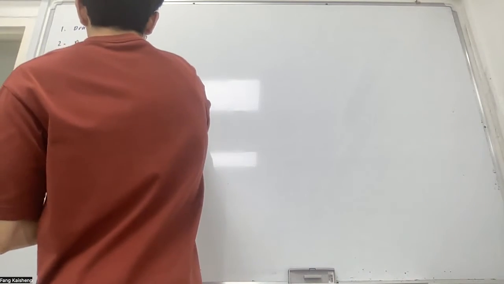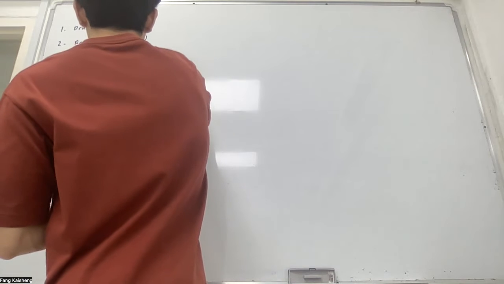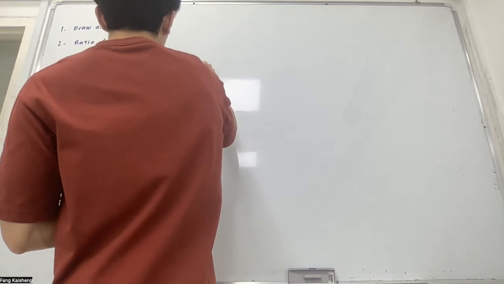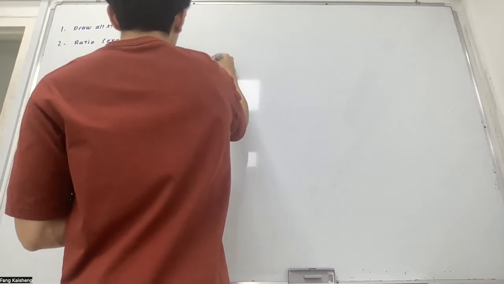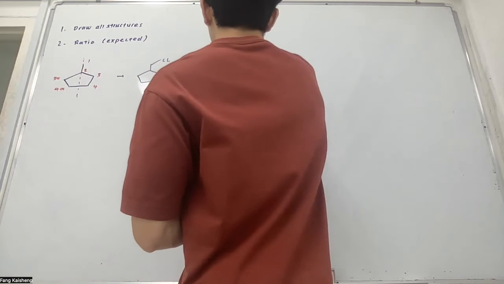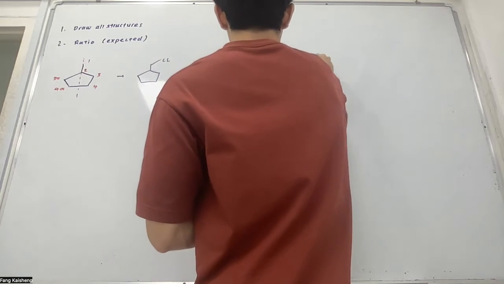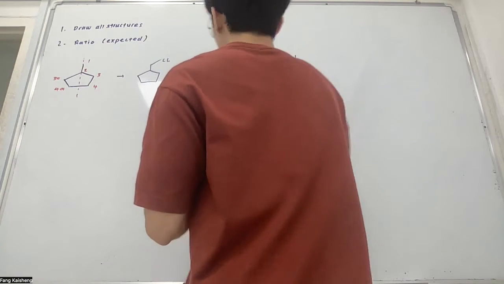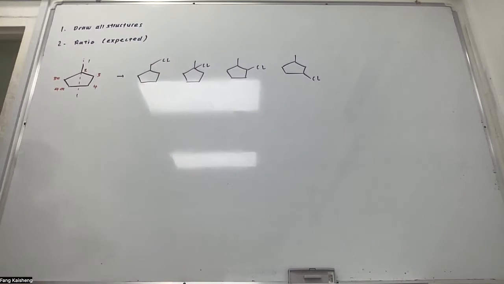Let's just draw very slowly. For 1, you just attach a Cl to 1. For 2, you attach a Cl to 2. 3 and 4 likewise. So the key to identifying duplicates is to find a line of symmetry. Once you have done that, everything past that line you ignore. Later there will be other questions.